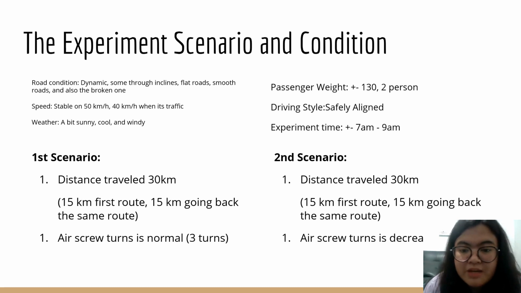And for the experiment time is around 7 a.m. until 9 a.m. And for the first scenario, the distance travel is around 30 kilometers, 15 kilometers first route, 15 kilometers going back on the same road. And the air screw turns is normal, which is 3 turns. And for the second scenario is the same distance travel, but the difference is the air screw turns is decreased to 1 turn only.